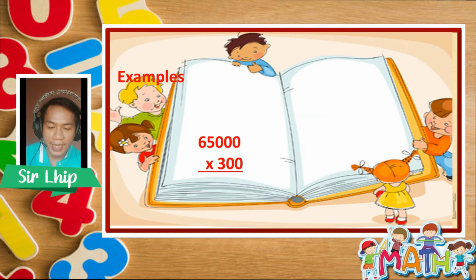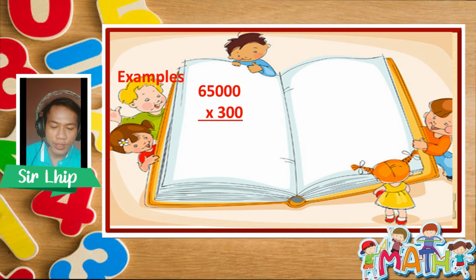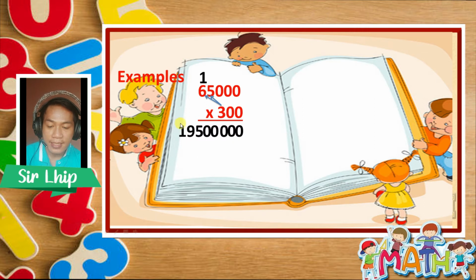65,000 times 300. Count all the zeros: 1, 2, 3, 4, 5. We have 5 zeros. Then 3 times 5 equals 15, carry 1. 3 times 6 equals 18, plus 1 equals 19. Thus, the product is 19,500,000.